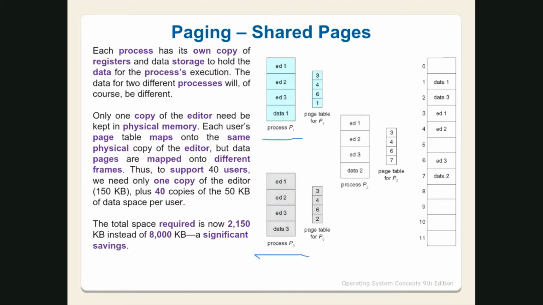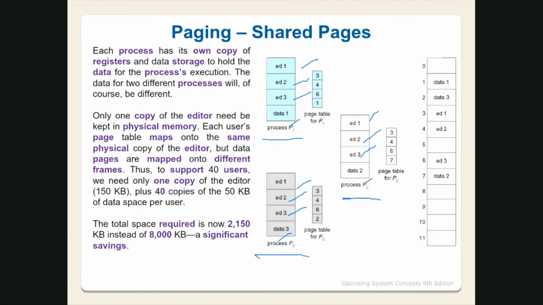And what is this? Each process has a copy of the register data to hold the data for the process execution, etc. So it has all these details. See here, ED1, ED2, ED3, and data. And here also ED1, ED2, ED3, and the data. Can you get the idea? And there is a process 2 also, I forgot here. So totally 3 processes you have. Again, it has ED1, ED2, ED3 and the data. Can you see that the data is the one that is different here.